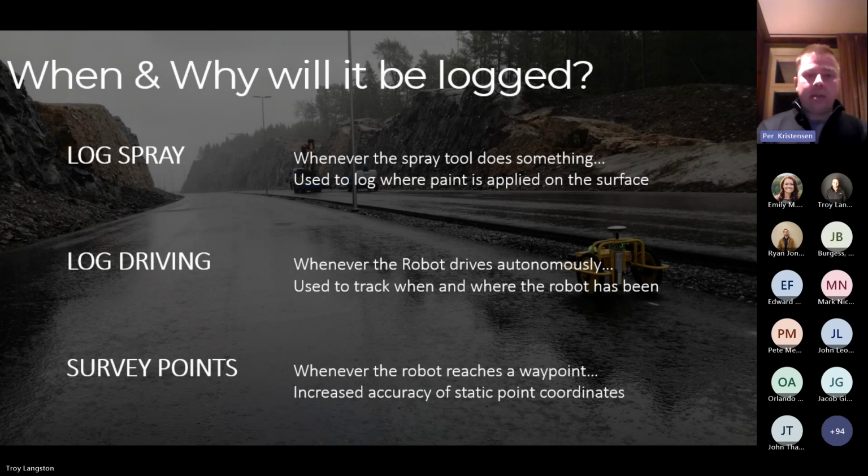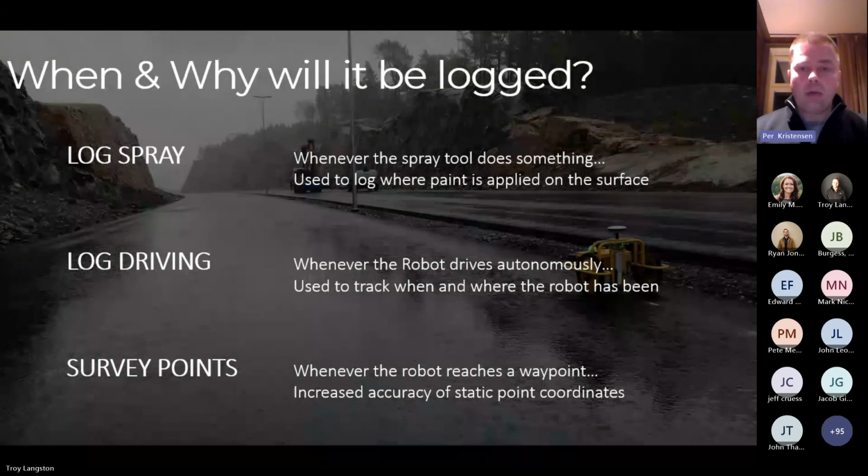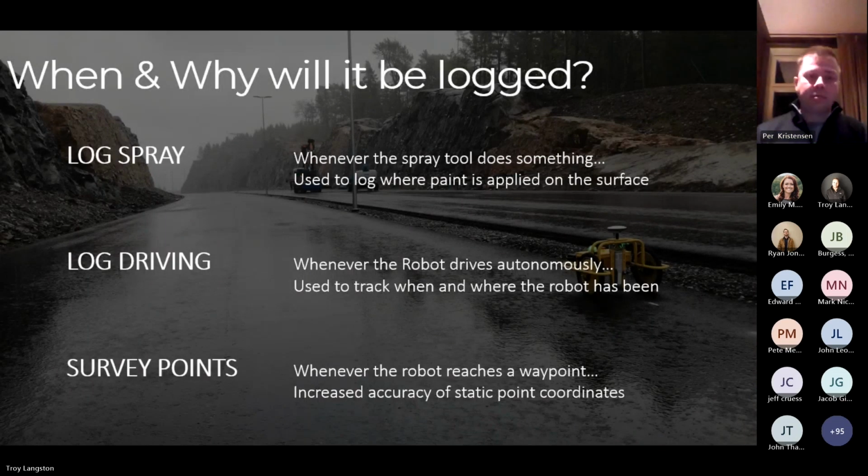When and why will it be logged? There will be three options of logging. You can activate either one or two or all three at the same time. You can log what we call log spray, which is whenever the spray tool is activated, it's logging. So whenever the robot is painting, it will be logging, and you could use this to build a report on what we have done. You can also log driving. So whenever the robot drives autonomously, not when you're driving it manually, but only when it's in autonomous mode, it will log where the robot has been, and you can then track where it has been. And finally, you can survey points. If you're setting out points, you can ask the robot to wait a set number of seconds at each point, and then you will get the average of all the measurements taken for higher accuracy in surveying a point.